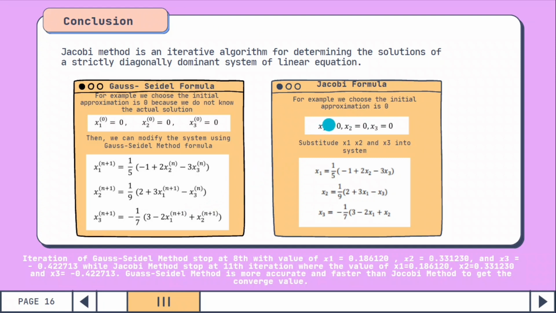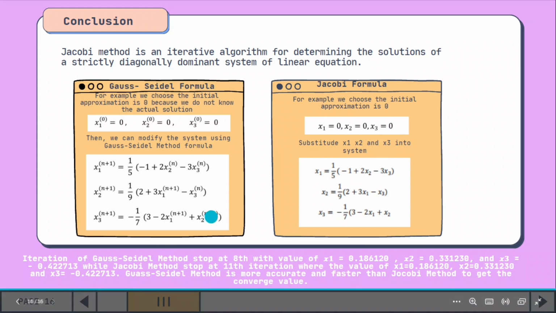It is different compared to the Jacobi formula, where, for example, we choose the initial approximation to be 0. Then we only need to substitute x1, x2, and x3 into the system until we get the converged value in this system of linear equations.